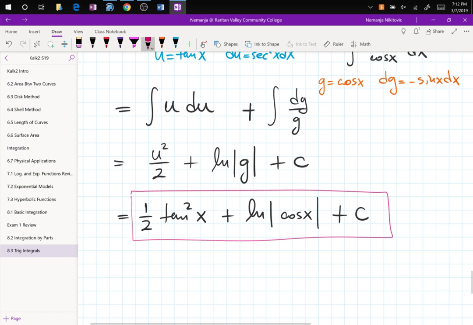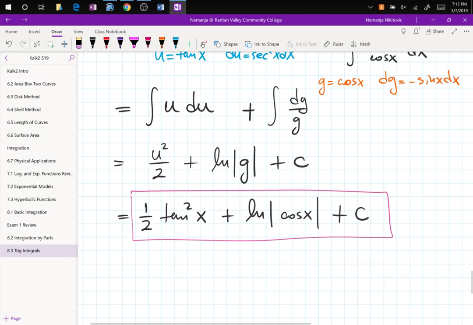If you are bothered by the fact that there is a cosine in your answer, because you know that tangent and secant are pairs, you are welcome to steal a minus sign from here and make this into 1 over cosine, which would be secant, and it will be just minus ln secant. Whatever makes you happy, right? This is a math class. Your happiness is our primary concern.